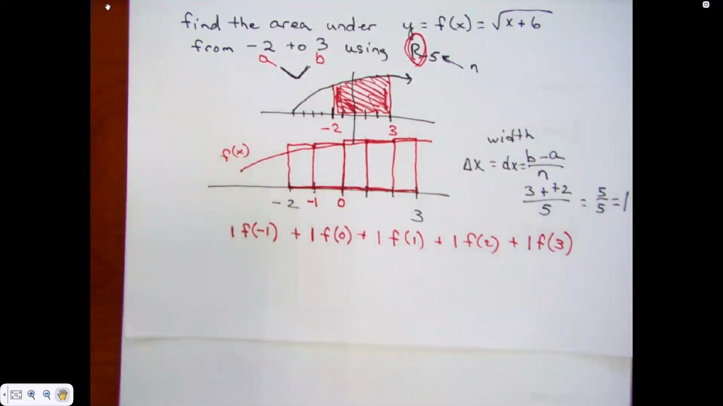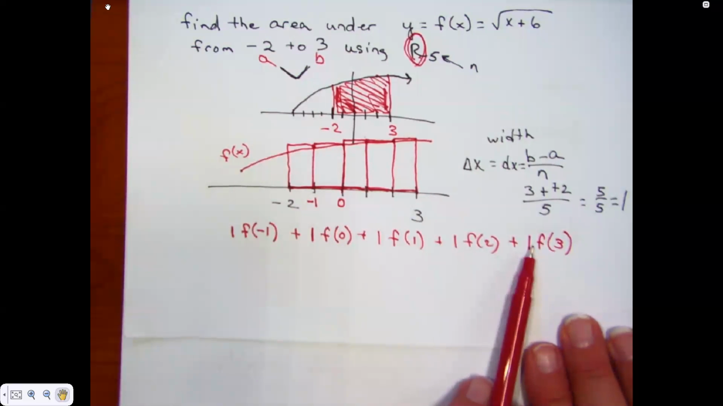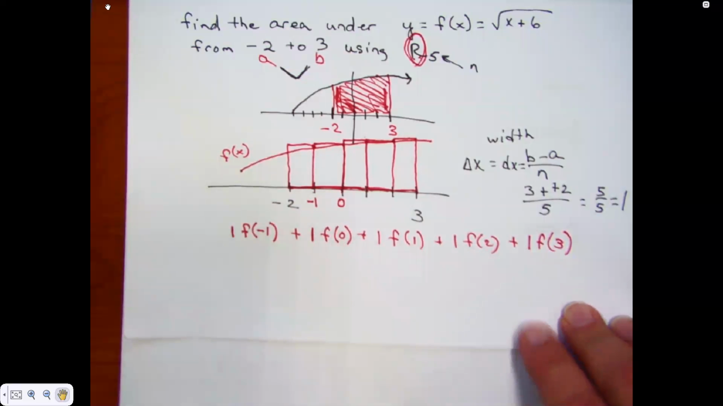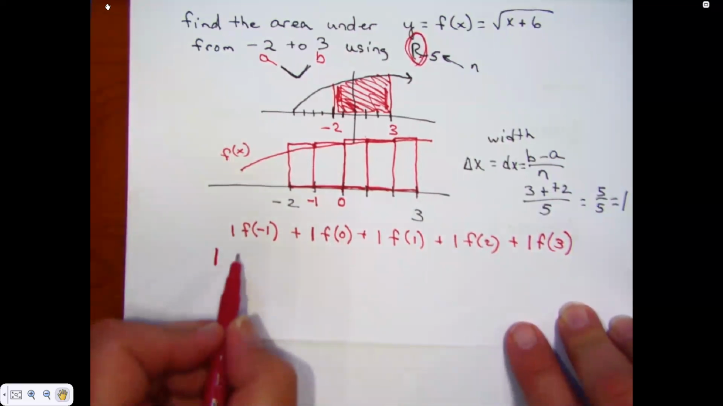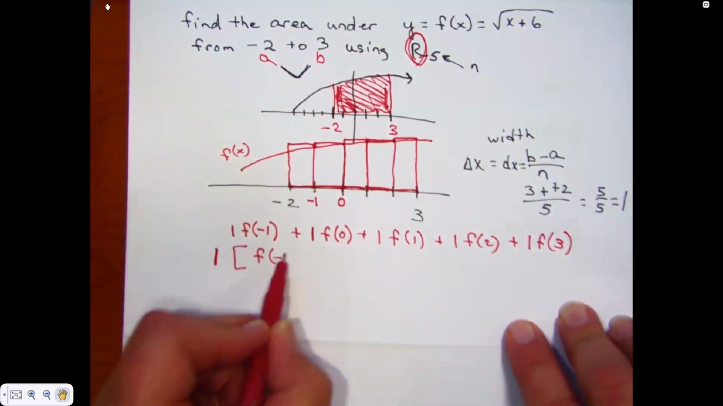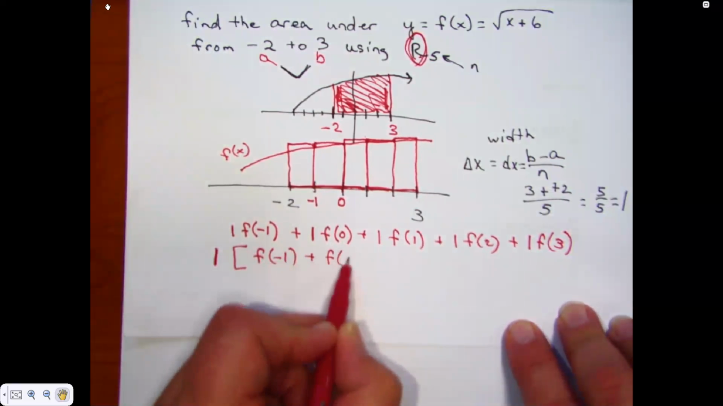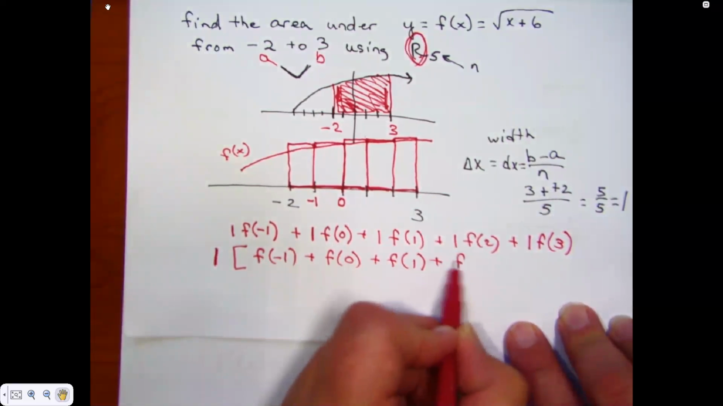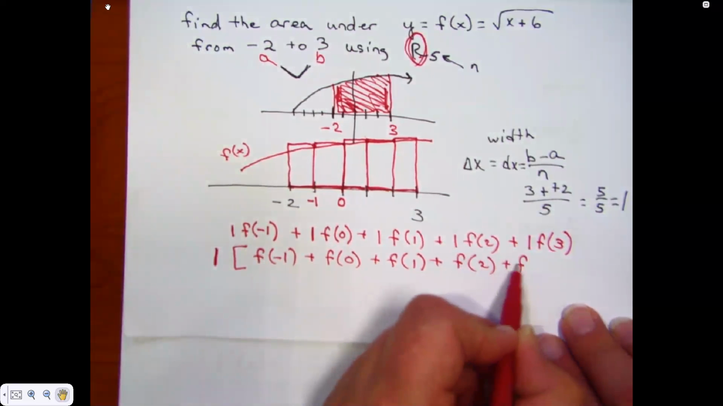And we talked about yesterday, if this was 4, a width of 4, you could actually factor that out. A 1 you don't even need to worry about, but technically you could factor that out and then do f of -1 plus f of 0 plus f of 1 plus f of 2 plus f of 3.